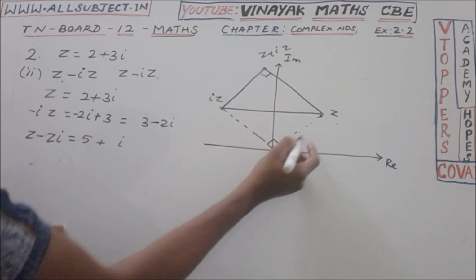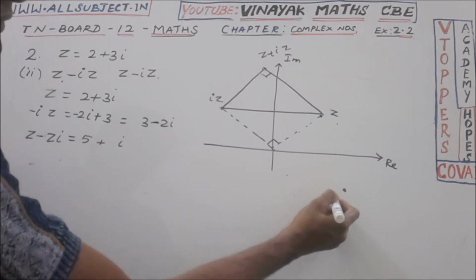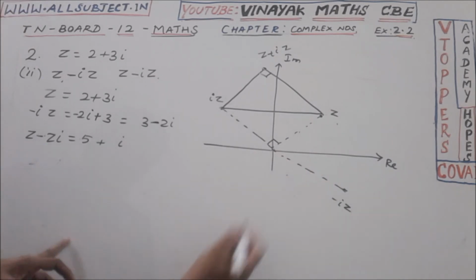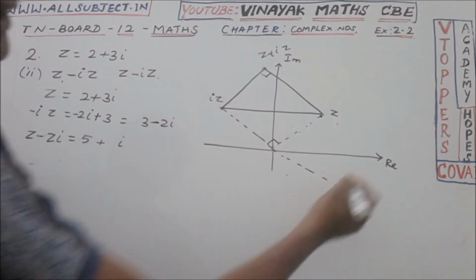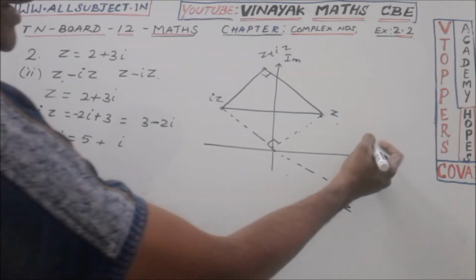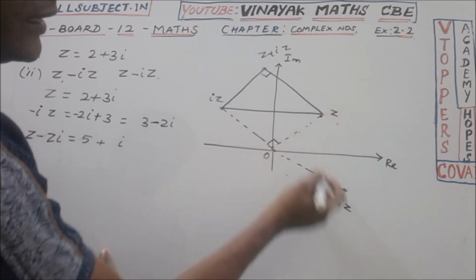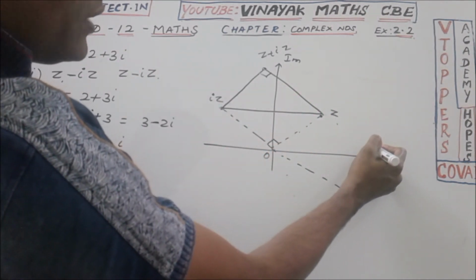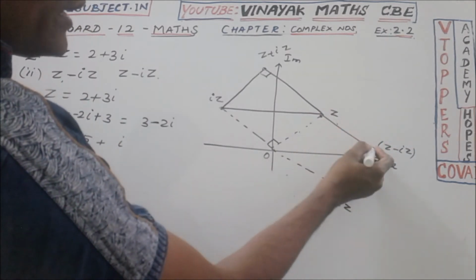So this here is z. Now we can have minus iz here. So this is the position of minus iz. Now adding these two, z and minus iz, it will give you z minus iz. These three points, the origin, z, minus iz and z minus iz, all form a parallelogram again.